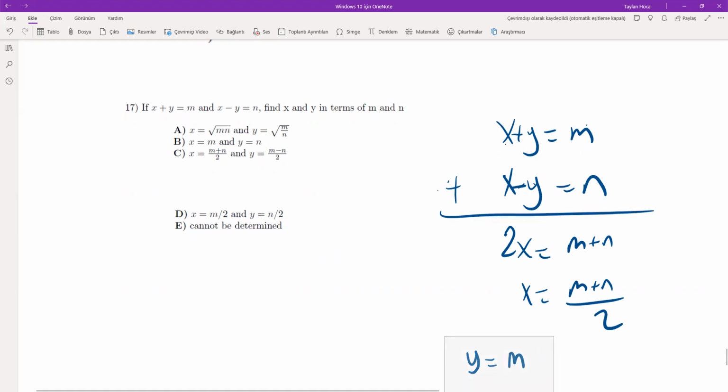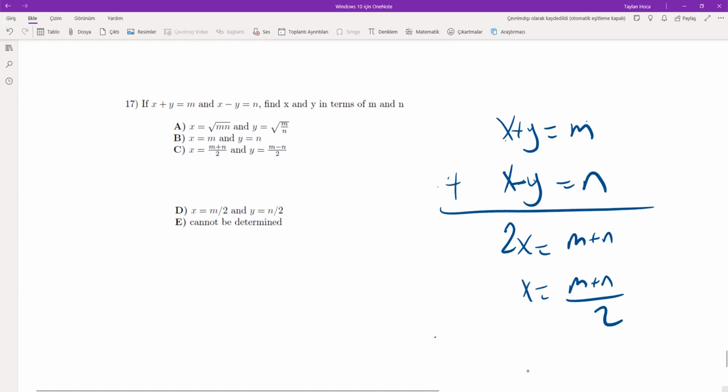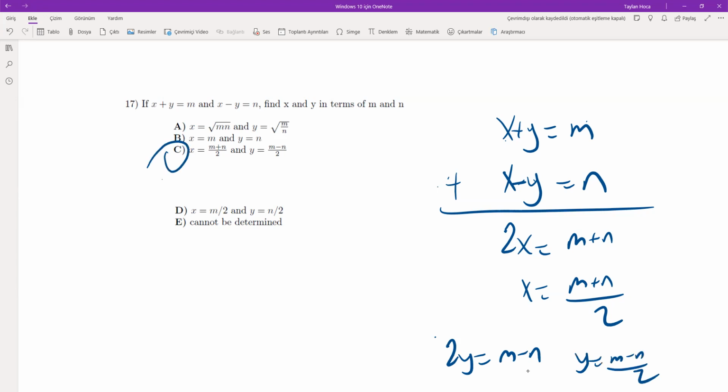Or let's do the same thing. Let's subtract the equations, so let's get rid of the x's. y minus negative y, 2y is m minus n. y is (m minus n) over 2. So it is C. Okay? I do exactly the same thing I do with numbers.